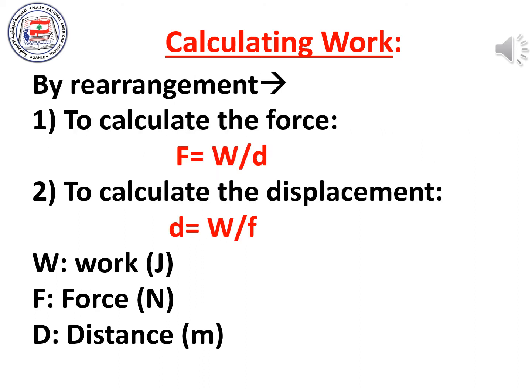By rearrangement of this simple equation, we can calculate the force applied on an object if we know the work that is done and the displacement of the object, using the first equation we see in front of us. F is equal to work over displacement. And we can also know the displacement of the object if we know the work that is done and the applied force, by using the second equation that we see in front of us: displacement is equal to work over the applied force. Work is measured in joules, force in newtons, and distance in meters.